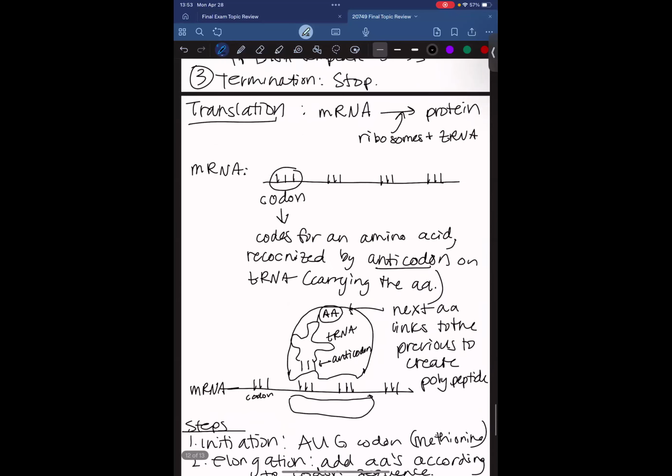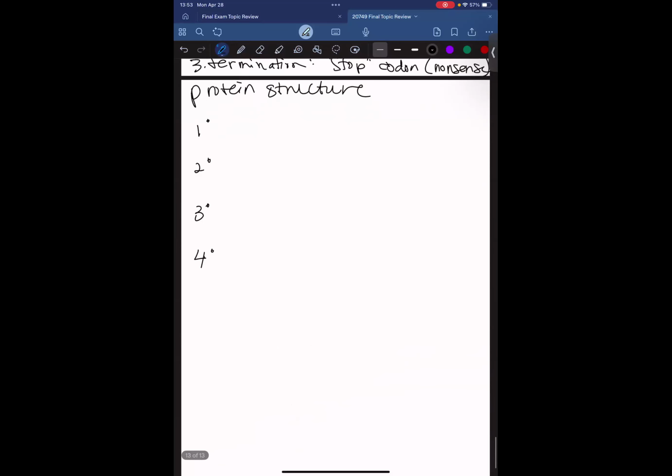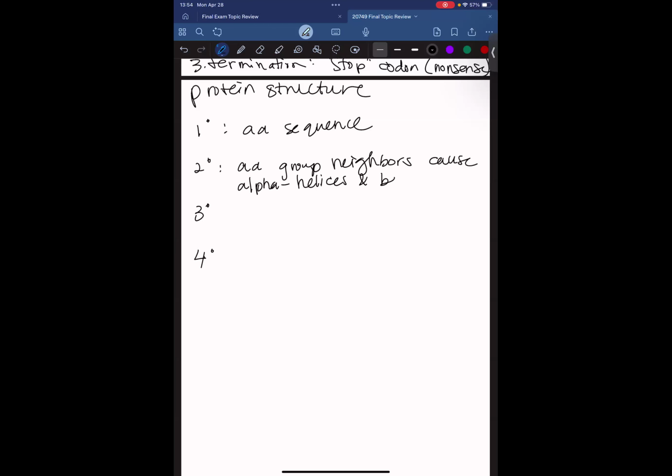All right. So just to remind you guys, since we're making proteins now, I'll just remind you of protein structure. The primary protein structure is just the amino acid sequence by itself. The secondary protein structure is going to be how the amino acid group neighbors right next to each other cause structures like alpha helices and beta sheets, beta pleated sheets. So these are the guys that are immediately next to each other.